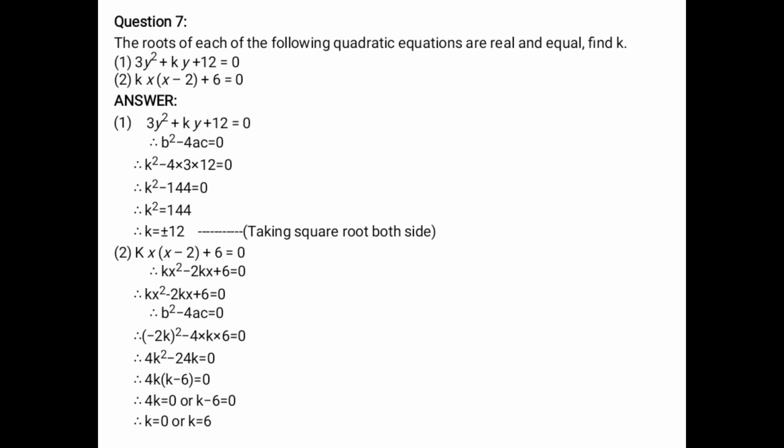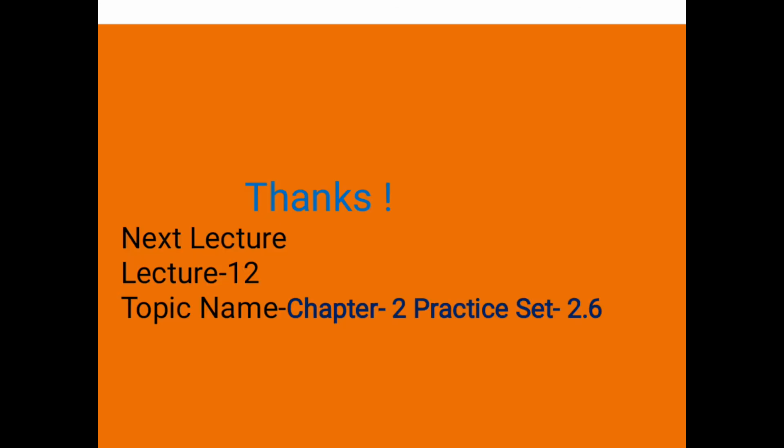Second example, kx into bracket x minus 2 plus 6 is equal to 0. kx square minus 2kx plus 6 is equal to 0. Then b square minus 4ac is equal to 0. Substituting these values, minus 2k whole square minus 4 into k into 6 is equal to 0. 4k square minus 24k is equal to 0. 4k is common, into bracket k minus 6 is equal to 0. 4k is equal to 0 and k minus 6 is equal to 0. Therefore, k is equal to 0 and k is equal to 6.